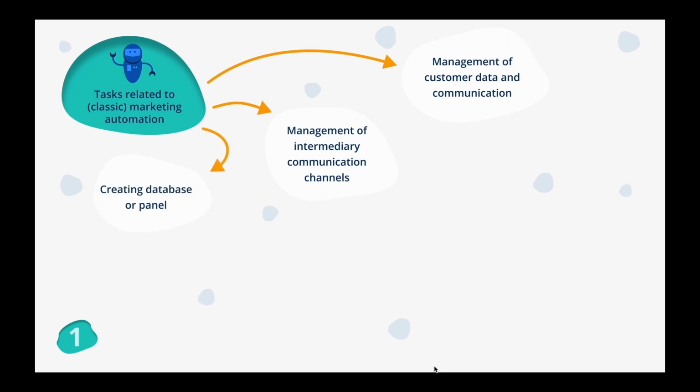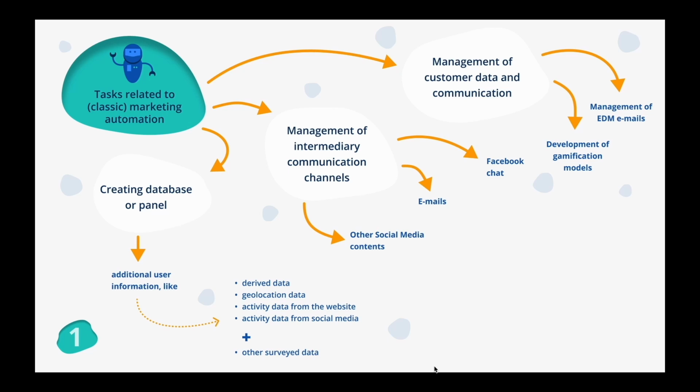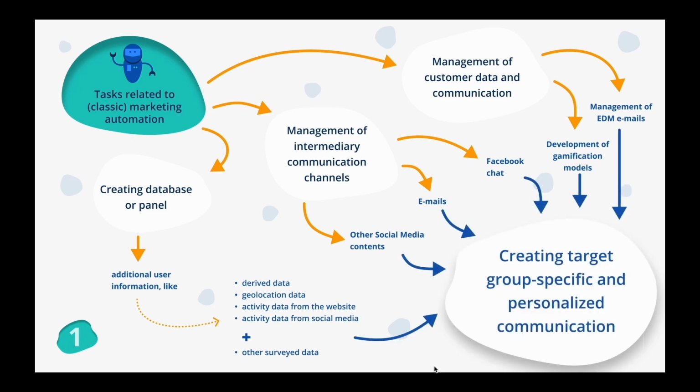Our Mautic-based services related to classic marketing automation are the management of customer data and communication, including the development of EDM management and gamification models. Also, our services include the management of intermediary communication channels such as Facebook Messenger, emails, or social media contents. Lastly, our services include the creation of a database or panel with additional user information such as derived data, geolocation data, or other surveyed information. All of these Mautic-based solutions allow to create target group specific and personalized communication models.